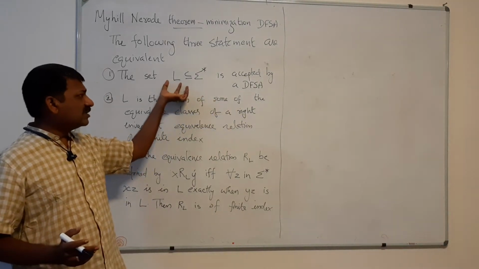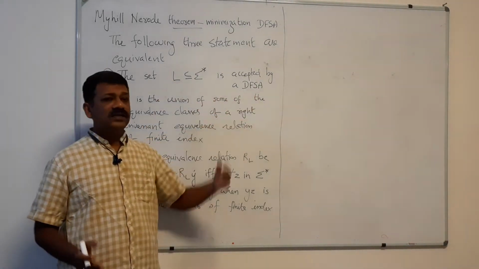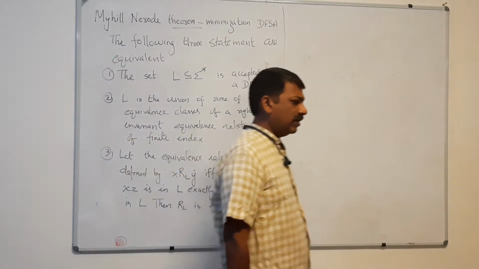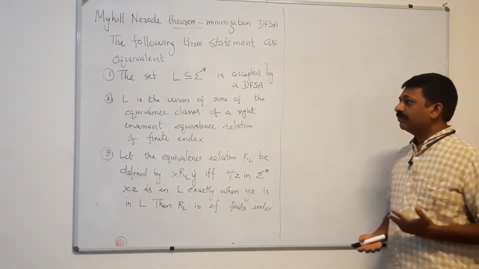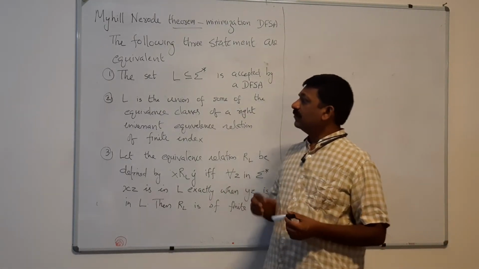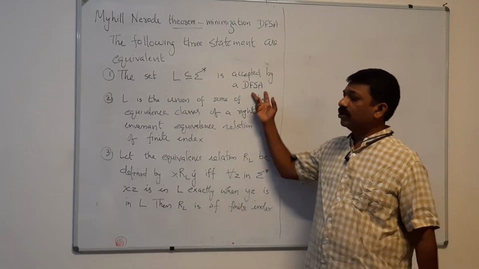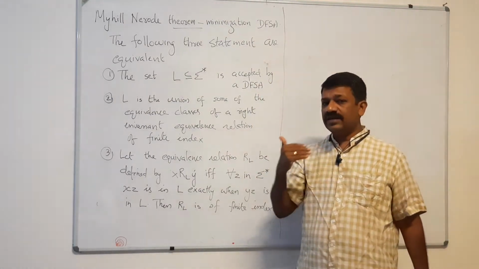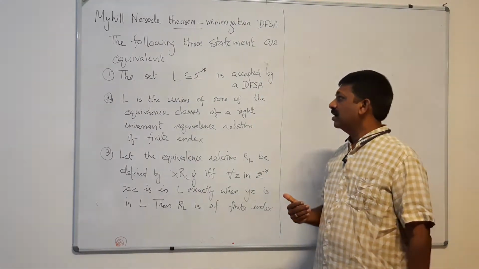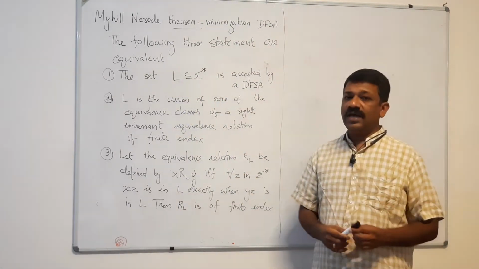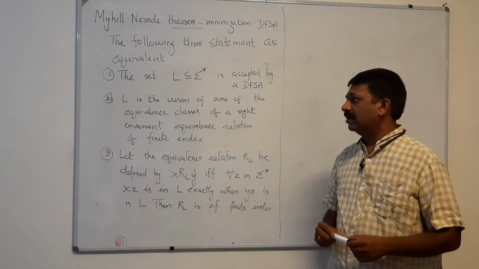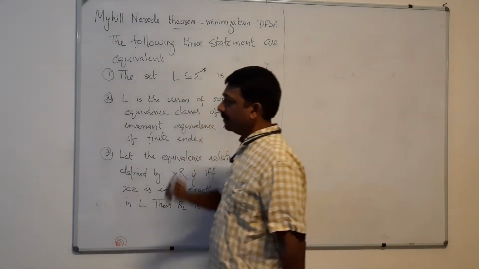Then for accepting this language, there is a deterministic finite state automaton. If you create a deterministic finite automaton to accept the set of binary strings ending with 0, 1, then this language can be accepted by that deterministic finite state automaton. That is the first statement.